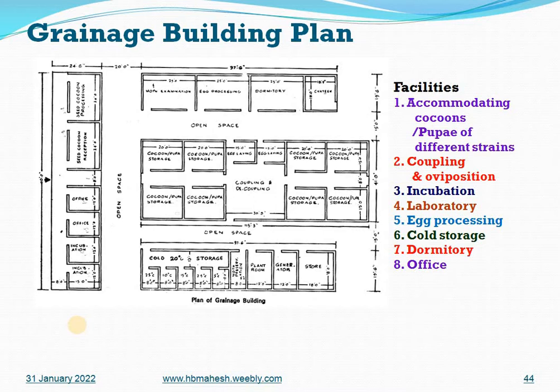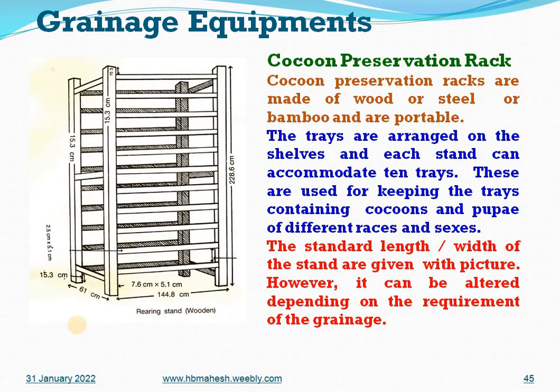Number four, laboratory for pebrine test, for acid treatment and so on. Number five, egg processing room, cold storage facility, dormitory, a rest place for workers, and the last one is office. The grainage building plan must have the following facilities. Otherwise, it is not possible to produce good quality and quantity seeds. Now, the grainage equipment. First one, cocoon preservation rack. Of course, it is also called a rearing stand.